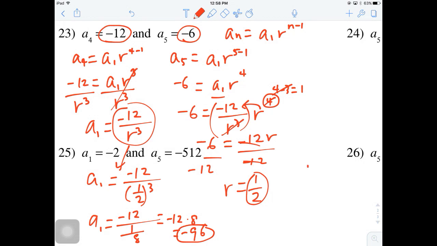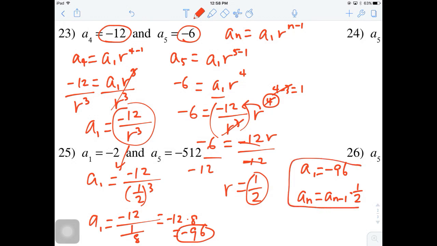So we can actually state the recursive rule. So a of 1 is equal to negative 96. That's our starting point. And then a of n is the previous term, that's a of n minus 1, times the ratio, which is 1/2. And this is the formula for the recursive rule.